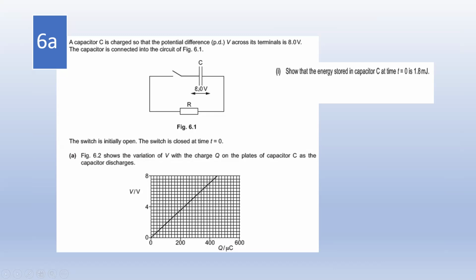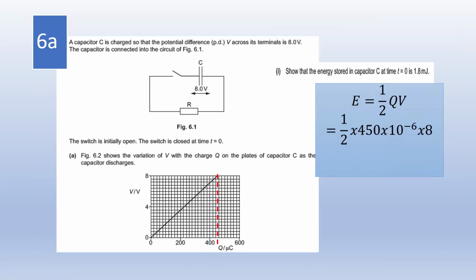As the capacitor discharges, the charge on the plate and the potential difference across the plate show the energy stored in the capacitor. Remember the formula, E is half QV. You can take any point Q, any point V, but usually I prefer to take the point at the end, easier to read. There's 8 already, and this one is 450. Remember to convert to SI unit. Check the unit carefully. Don't lose marks because of that.